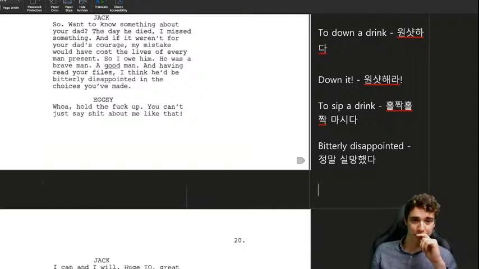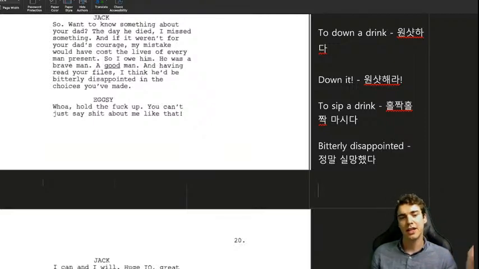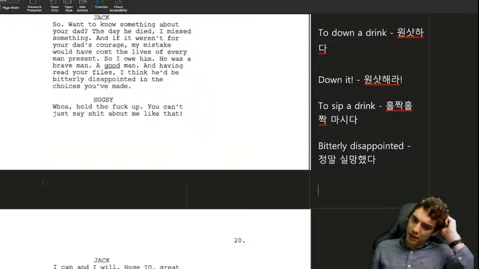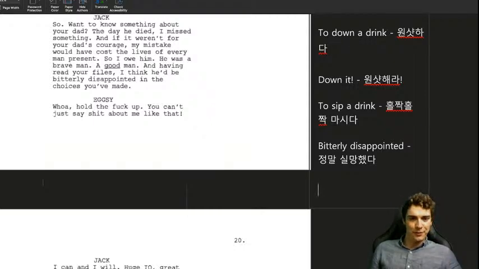Hold the fuck up. You can't just say shit about me like that. That he'd probably say. You can't just say shit. To say shit about someone, 약간 어떤 사람을 비판하는 거예요. 그리고 이것도 무례한 표현이니까 친구끼리만 사용해 보세요.